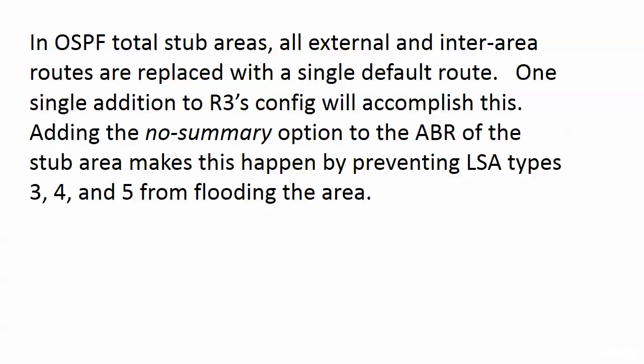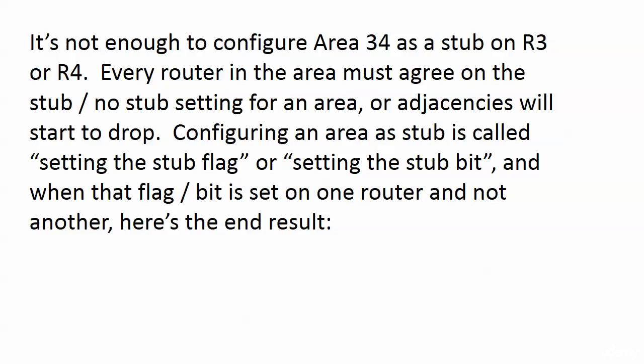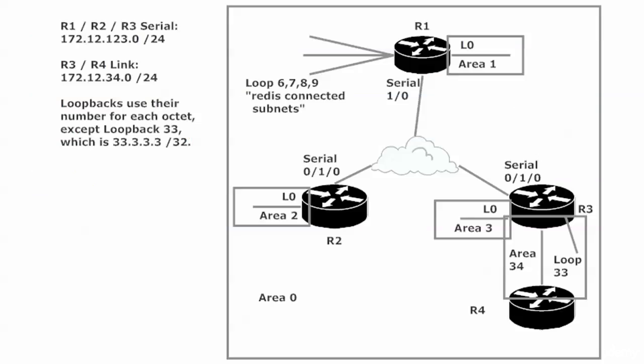I'm going to go into more detail on an ABR and a couple of other router types you should know about in the very next video, before we get to default information originate. But we're going to go ahead and set that on our ABR, router 3, which actually borders 3 different areas: areas 0, 3, and 34. Router 4, of course, is not going to be an ABR because it only borders one area.